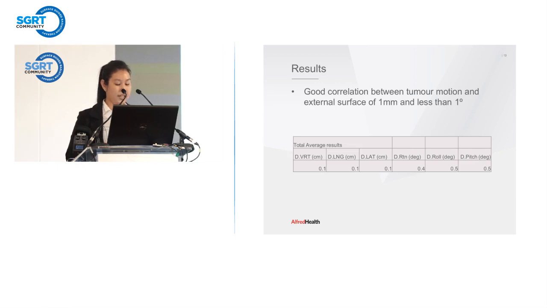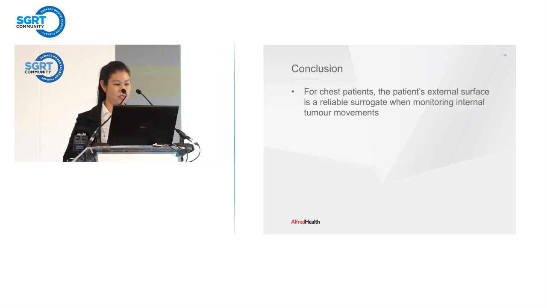So after combining the 65 sessions to get an overall displacement, we noted a good correlation between internal tumour motion and external surface of 1 mil and less than 1 degree for this cohort of patients. So in conclusion, for our chest SABR patients, we can happily say that the patient's external surface, as defined by an SGRT system, is a reliable surrogate when monitoring internal tumour motion.